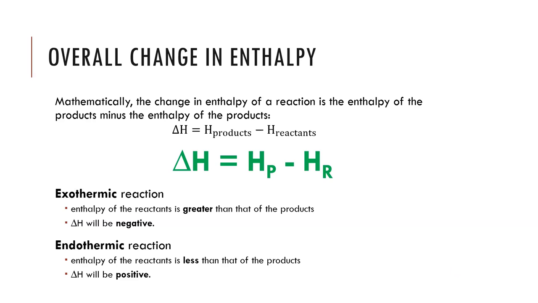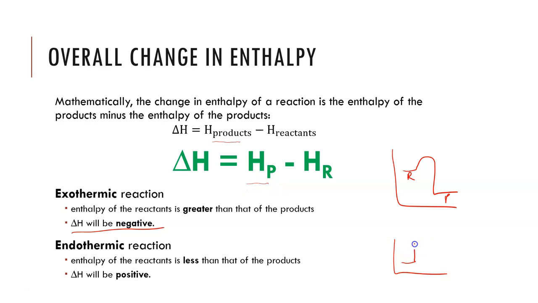When we're talking about enthalpy, we talk about the overall change in enthalpy, delta H. This is calculated by taking the difference between the products and the reactants. So it is the enthalpy of the products minus the enthalpy of the reactants. For an exothermic reaction, we said that the product was less than the reactants. So we would end up with a negative value because this is going to be the smaller number minus a larger number. So it will always be negative for an exothermic reaction.